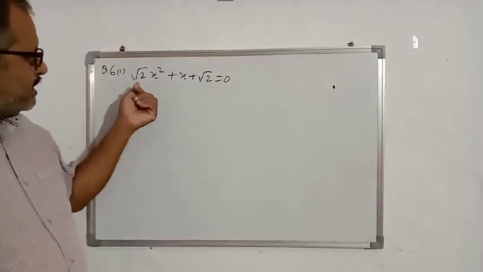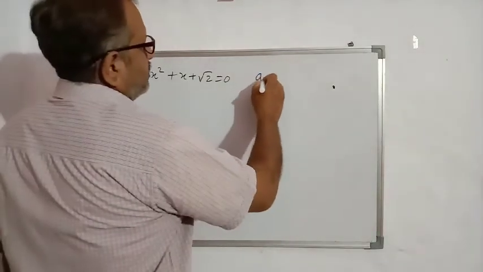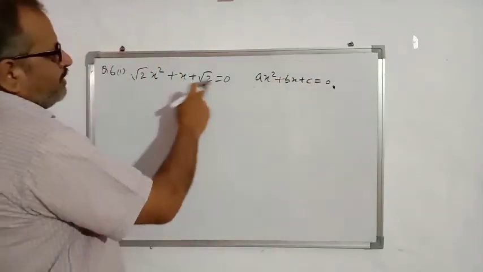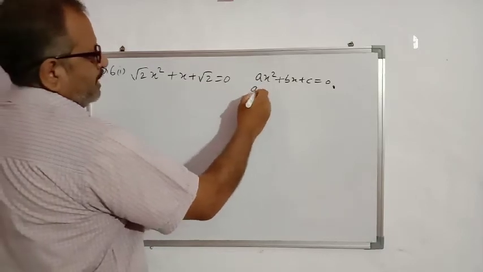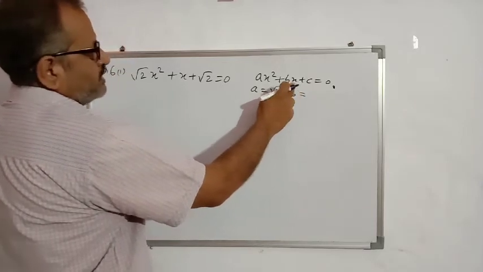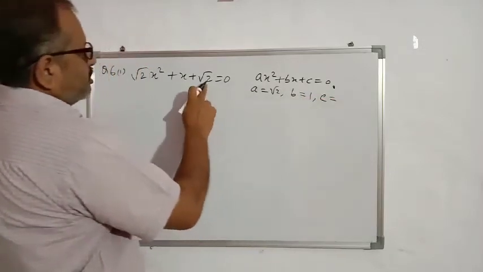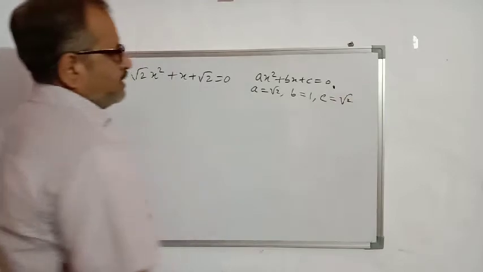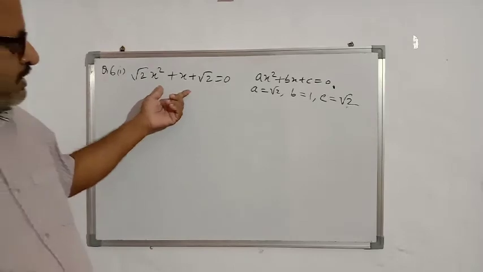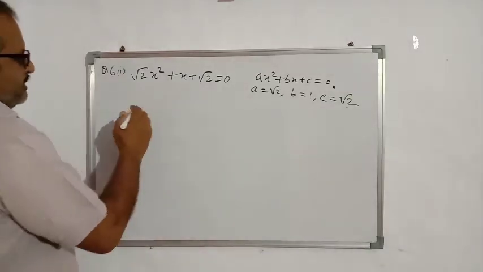See question number 6, first part, root 2 x square plus x plus root 2 is equal to 0. It is in the form of ax square plus bx plus c is equal to 0. If we compare with this equation, what will we get? What is a? a is root 2. What is b? b means the coefficient of x. Coefficient of x is 1, so b is 1. And c, the constant term, is root 2. So comparing this equation with the standard equation, we can get a, b, c. Now use the formula to solve it.